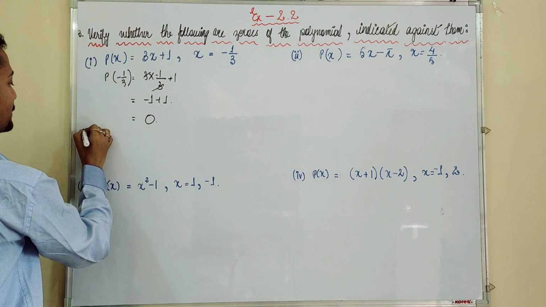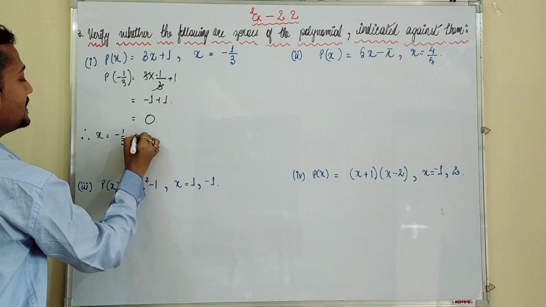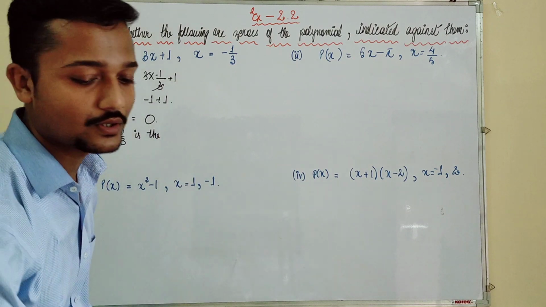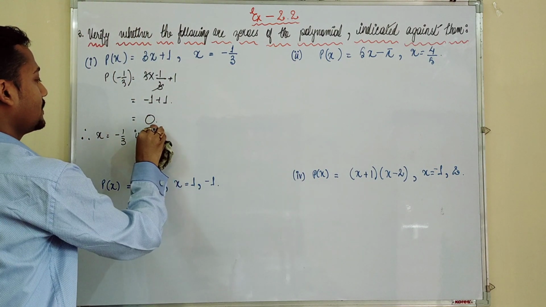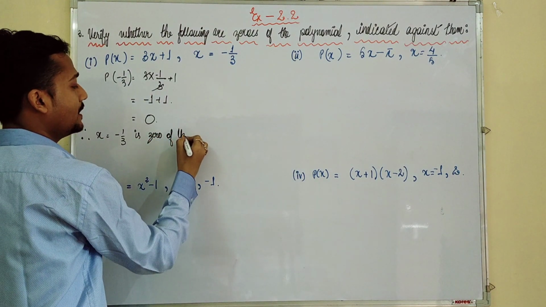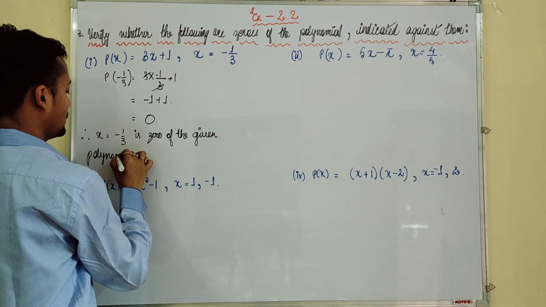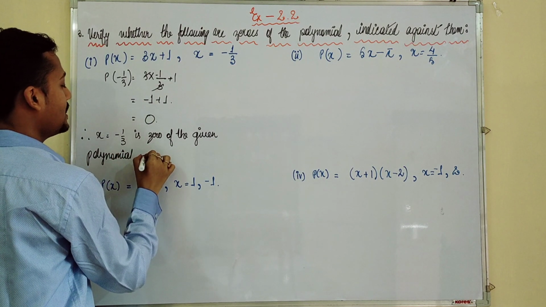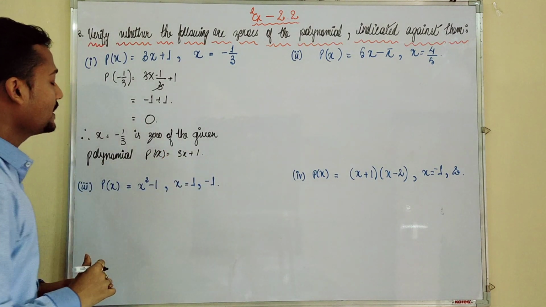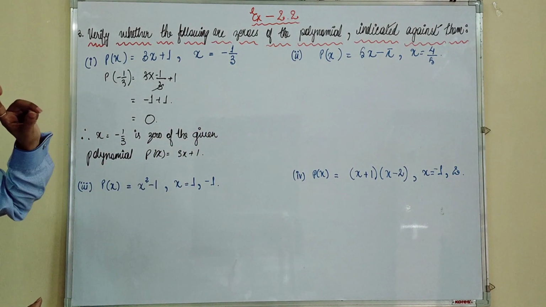So you will write, therefore x equal to minus 1 by 3 is 0 of the given polynomial, Px equal to 3x plus 1. Okay, so this statement once I am writing, I will not be writing in the other questions. So I will be trying to solve and find it out for you all.